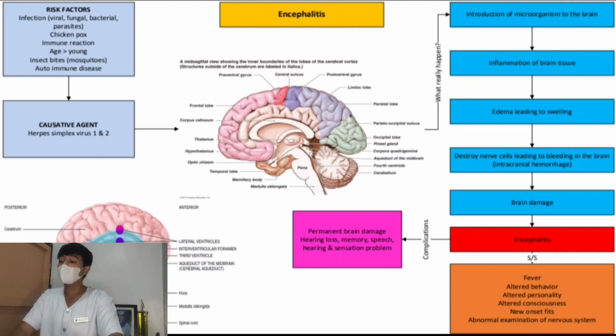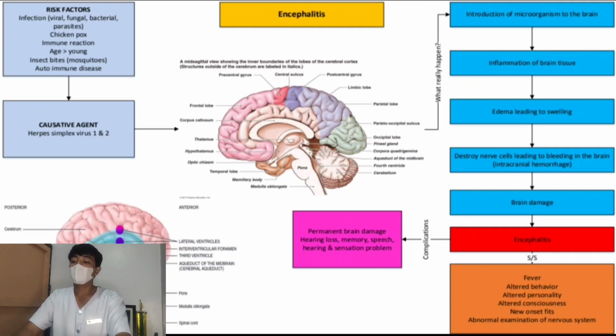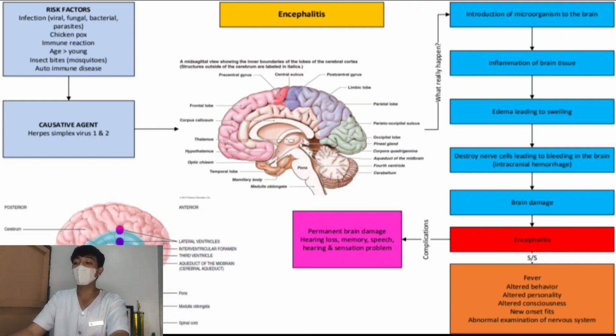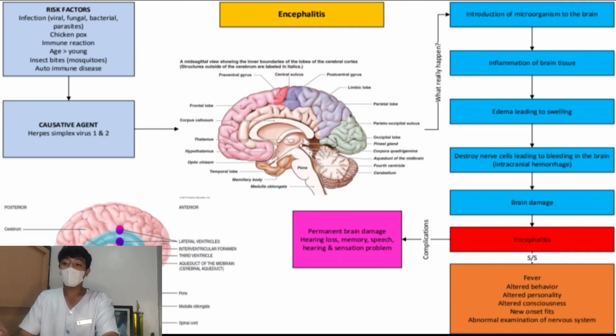On gross examination, there is usually cerebral edema, vascular congestion, and hemorrhage. Infiltration with leukocytes or microglial cells is also a common feature. Following arbovirus encephalitis, calcification is often seen, especially in children. Herpes simplex tends to produce focal necrotic lesions and obvious intranuclear inclusions.